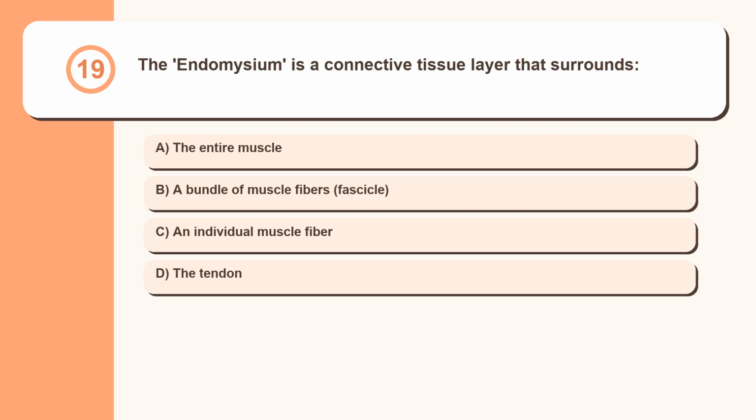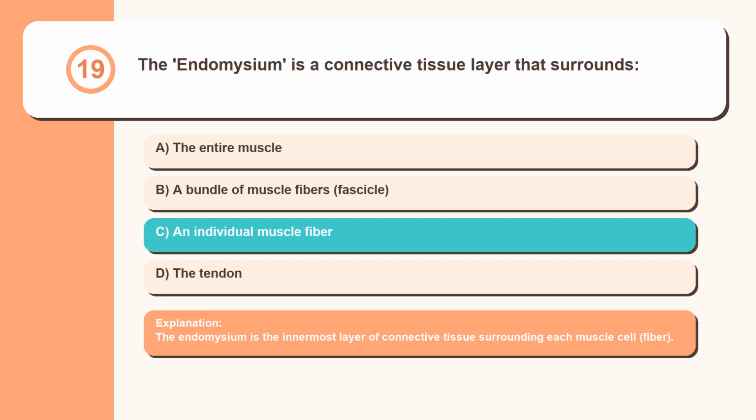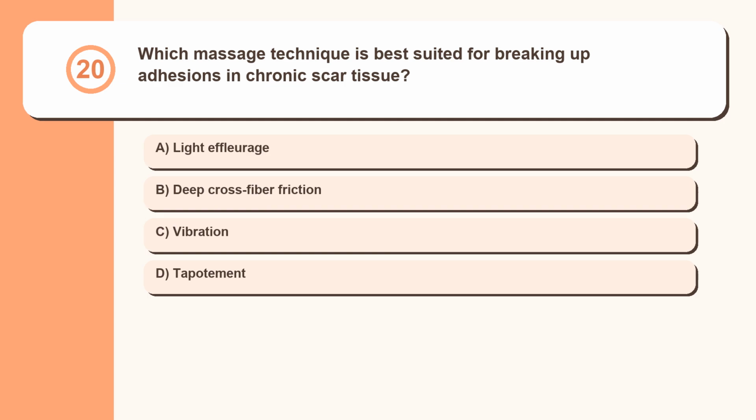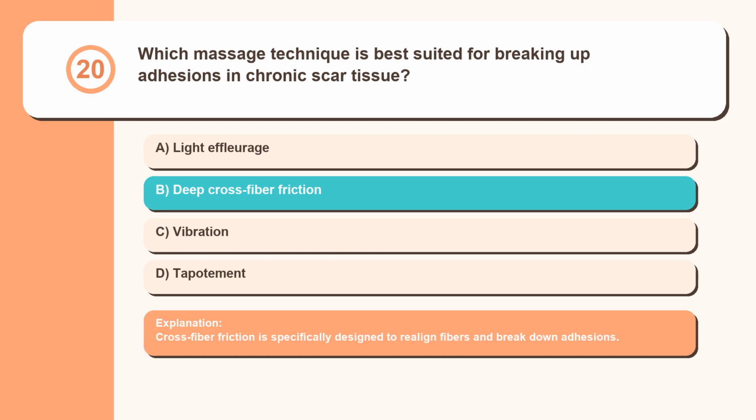Question 19. The endomysium is a connective tissue layer that surrounds the entire muscle, a bundle of muscle fibers, fascicle, an individual muscle fiber, the tendon. The endomysium is the innermost layer of connective tissue surrounding each muscle cell, fiber. Question 20. Which massage technique is best suited for breaking up adhesions in chronic scar tissue? Light effleurage, deep cross-fiber friction, vibration, tapotement. Cross-fiber friction is specifically designed to realign fibers and break down adhesions.